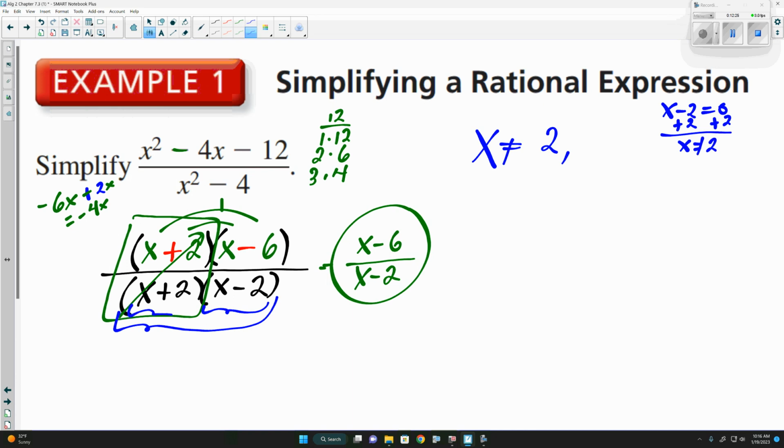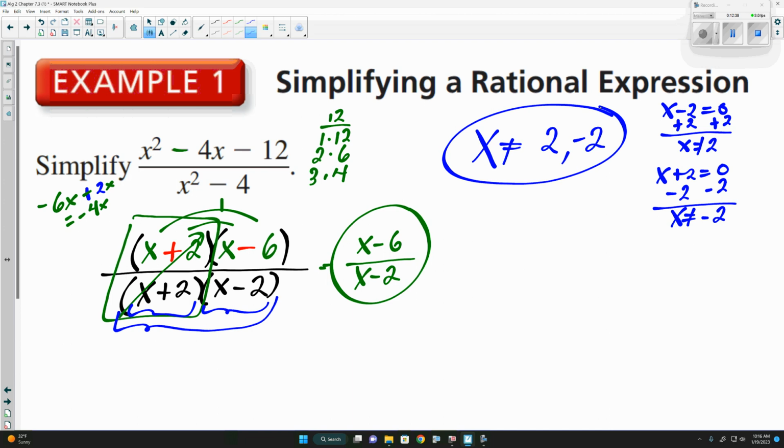Our other one is x plus 2, yes? Set it equal to 0, minus 2 from both sides, so x cannot be negative 2. So x cannot be positive or negative 2, because if it's one of those two values, we will get a denominator of 0.